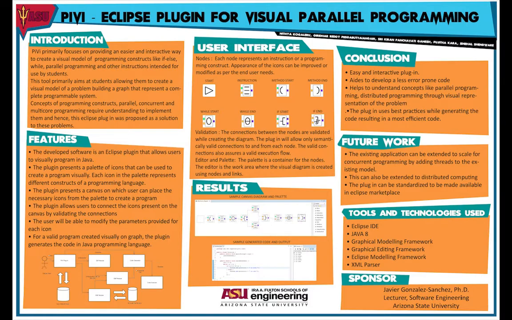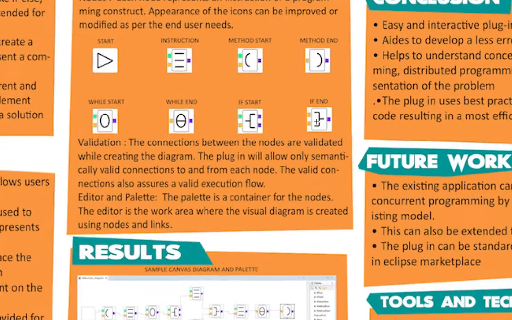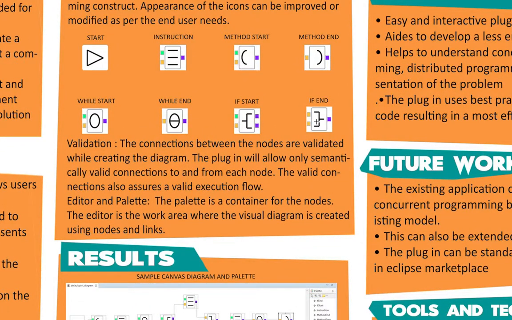So we have several icons present in our application. The one major icon is the start icon, which represents the main method inside a class. There is an instruction icon that represents a programming instruction that can be entered as a parameter to the icon. There are two icons, one is method start and the other is method end, which symbolize the start of a method and the end of a method.